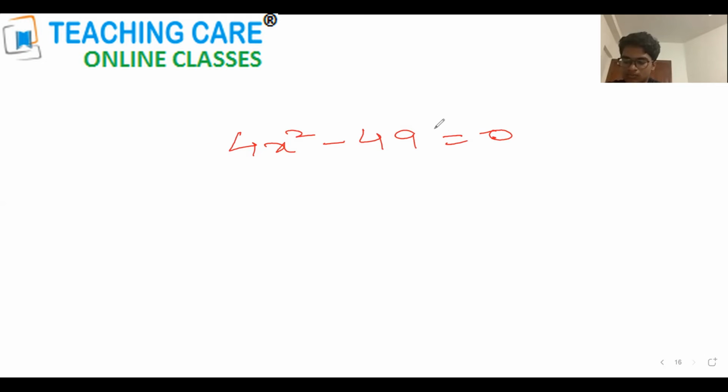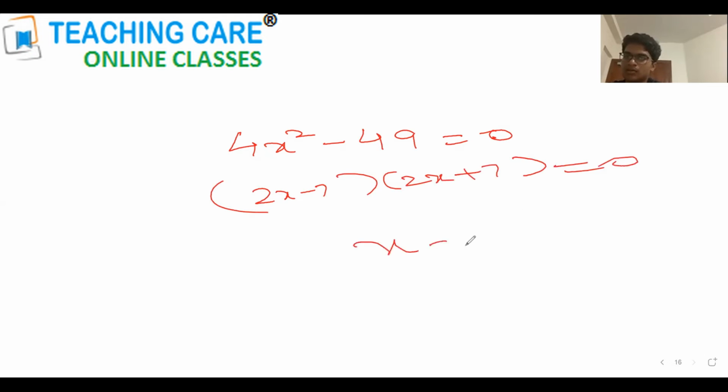My x is 3.5 and negative 3.5. From here, like this? Yeah. Perfect. Very good. Okay, let's move to one more type of question now.